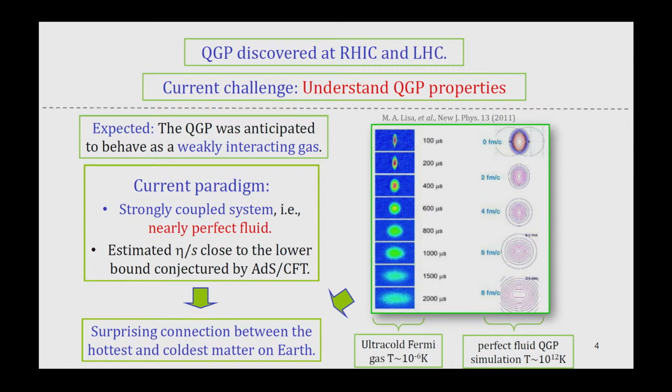And it was initially anticipated that quark-gluon plasma will behave as a weakly coupled gas. However, according to the current paradigm, quark-gluon plasma is a strongly coupled system, that is, it is a nearly perfect fluid. And this then brings surprising connections, as there is another system, an ultra-cold Fermi gas, which also shows similar perfect fluid behavior. So there are surprising connections between the matter at extremely low and extremely high temperatures, that is, between the hottest and the coldest matter on Earth.